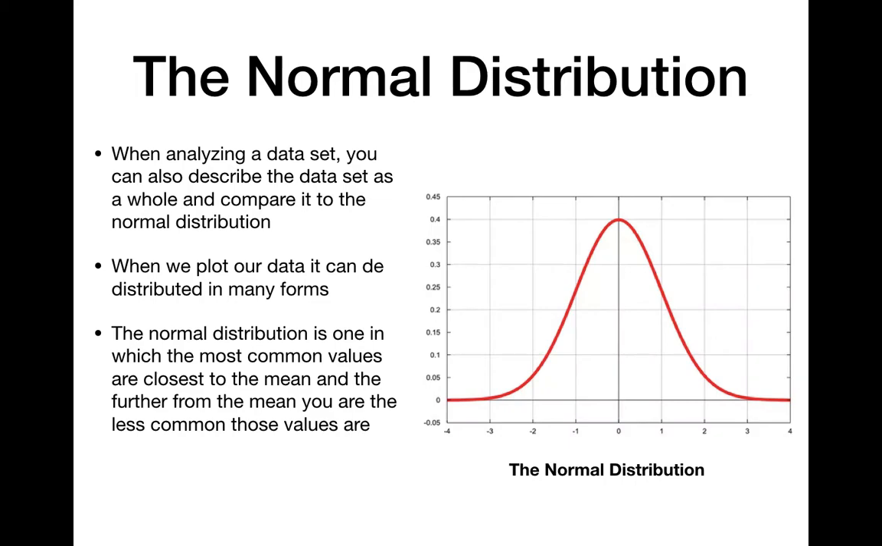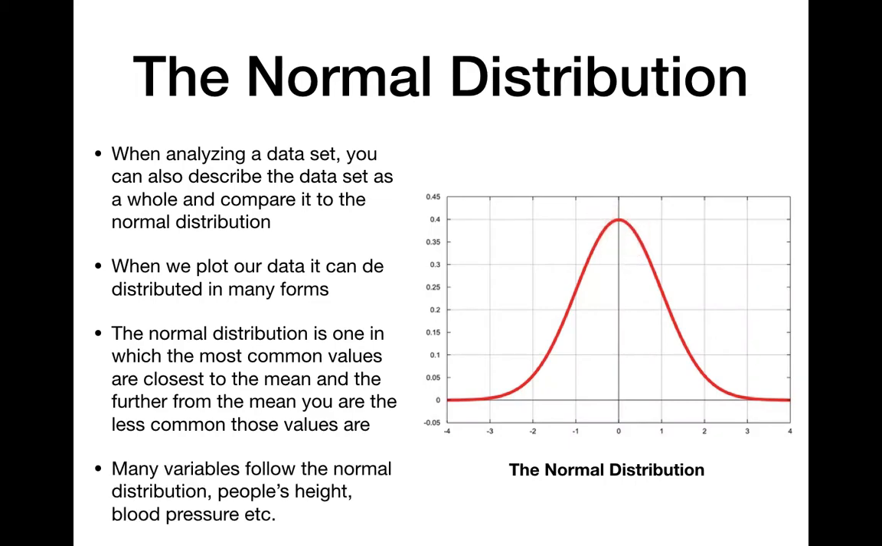So it's more and more common to be at the mean, whatever that data set happens to be. Okay, a lot of variables follow this shape of distribution. People's height, blood pressure, a lot of physiological variables, the number of leaves on a certain species of plant, the number of hours of sleep someone gets, these would all mostly follow this distribution.